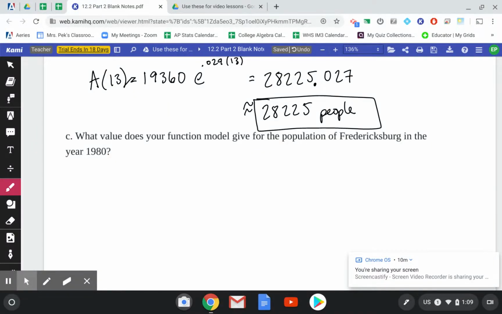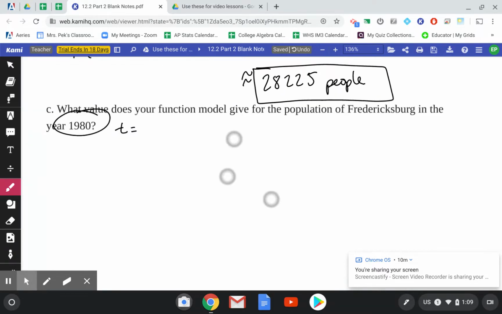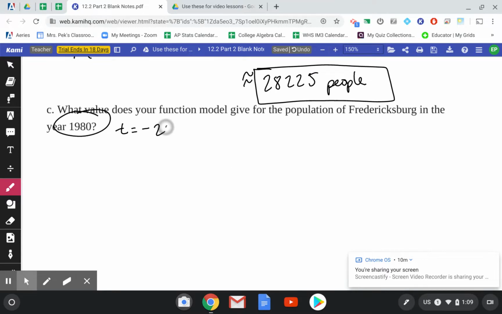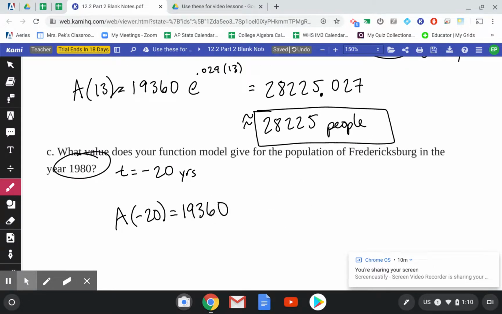All right, and last one, what value does your function model give for the population in the year 1980? So now we're going to go back in time from 2000 to 1980. That's negative 20 years. It's weird to think about negative time, but that's what's happening. So A of negative 20 equals 19,360 times e to the 0.029 times negative 20. If you think about it, we should end up with less people than we had when we started. So less than 19,360.